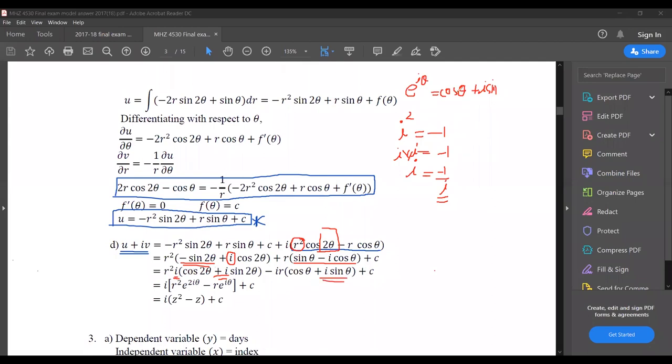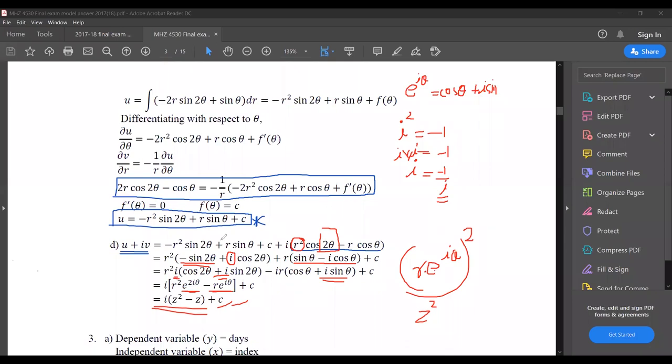Now it's a straightforward thing here, e to the power I 2 theta, because there is 2 theta, and here it's e to the power I theta. So again, this is R squared e to the power I 2 theta, right? So this power 2 can be taken as a common thing. That is, we can write it as R times e to the power I theta, the whole thing squared. This can be written in this format. So R into e to the power I theta is given as Z. That becomes Z squared minus Z plus C. Right? This is the thing.